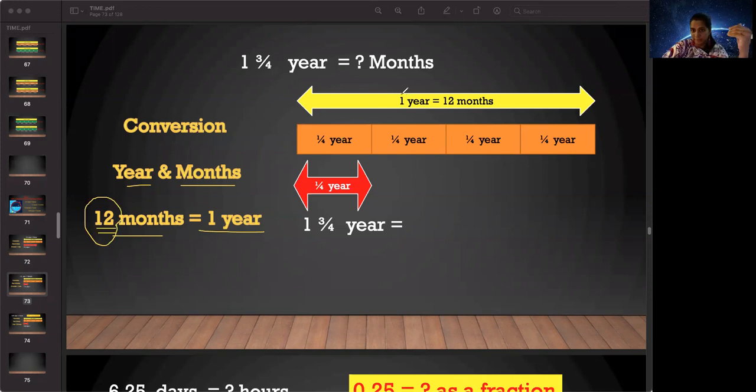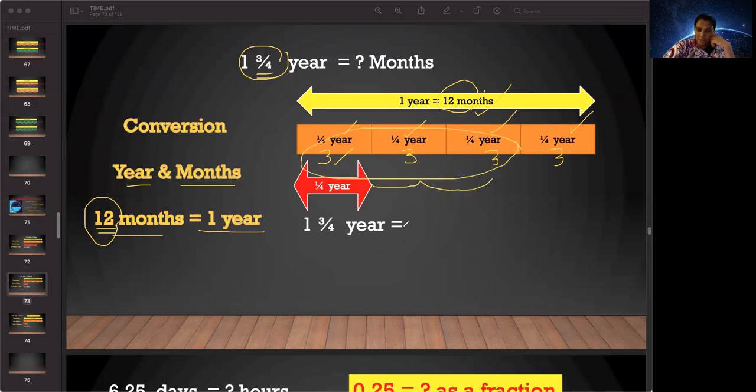Now, if you want to draw this out, then you draw a rectangle. You put there 1 year equals 12 months. And since we are dealing with quarters here, 3/4, you divide it into quarters. 1 quarter, 2 quarters, 3 quarters, 4 quarters. So what is 12 divided by 4? Every quarter would give you 3 months. Okay, so if 1 quarter is 3 months, then 3 quarters is, as you can see, 9 months. Then you can just work it out.